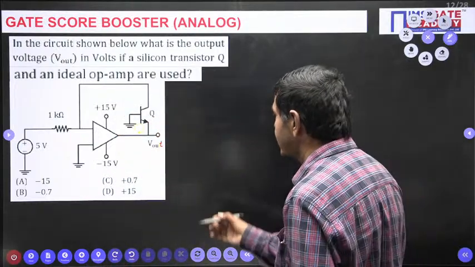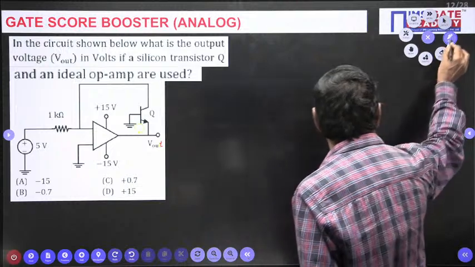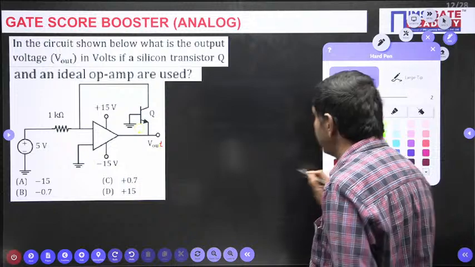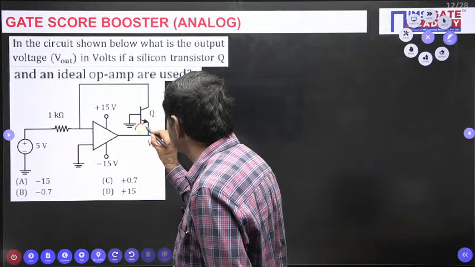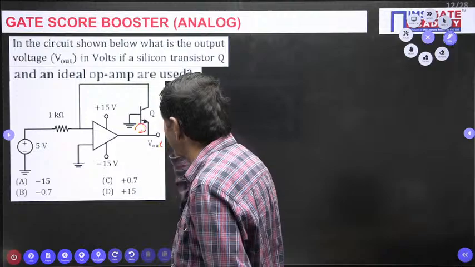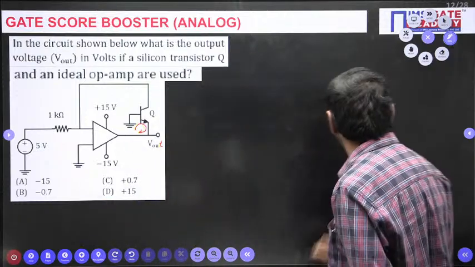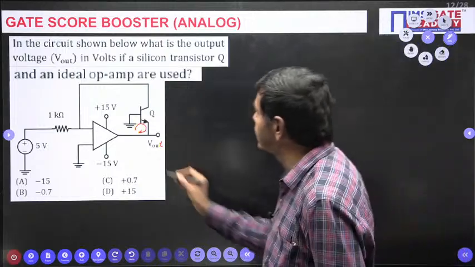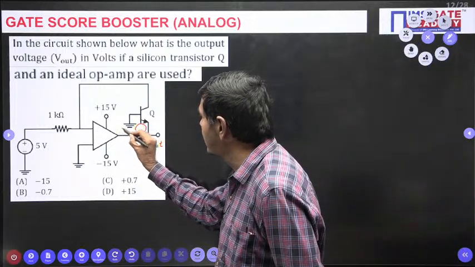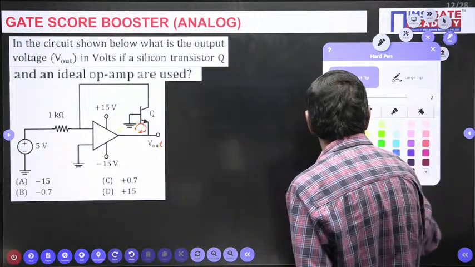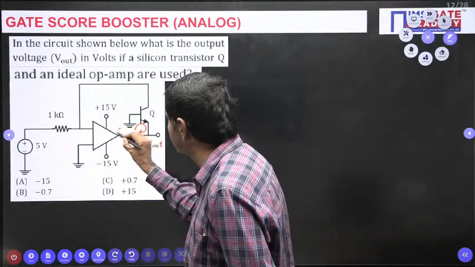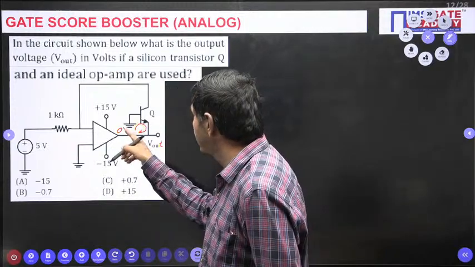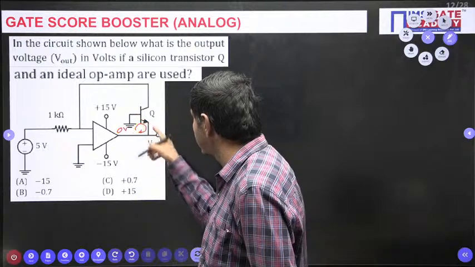Sir, is C correct or is B correct? You check it once again. You should apply the KVL. I am applying this side. If I apply the KVL in this direction, you watch how the equation is formed. This voltage is a 0 voltage, no doubt. This voltage is a 0 voltage, no doubt. It is grounded. When the KVL is applied, 0 voltage is equal to this voltage plus V out.